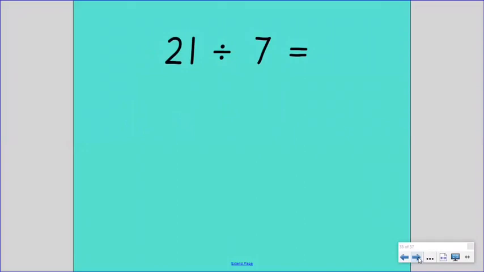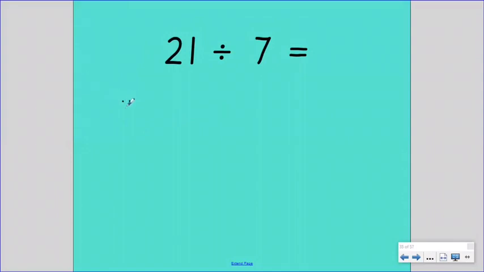21 divided by 7. So 21 is the total number that we are dividing, that we are grouping. And 7 is the number we're dividing by, or grouping into. So we are going to create groups of 7. We're going to put 21 into groups of 7. Ready to count with me.